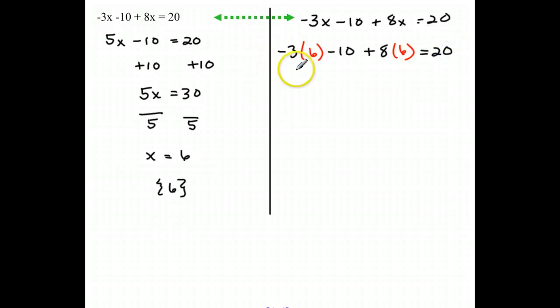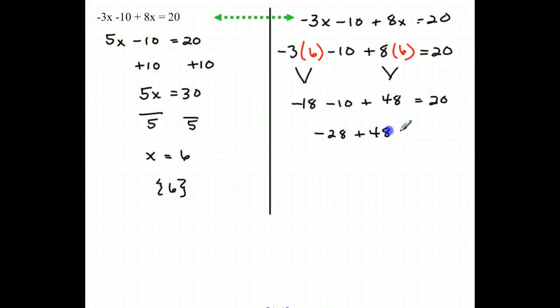And now I'm going to simplify. I get a negative 18 on that multiplication, minus 10, plus a positive 48 equals 20. Negative 18 minus 10 is going to give me a negative 28, plus 48 equals 20, or positive 20 equals 20.